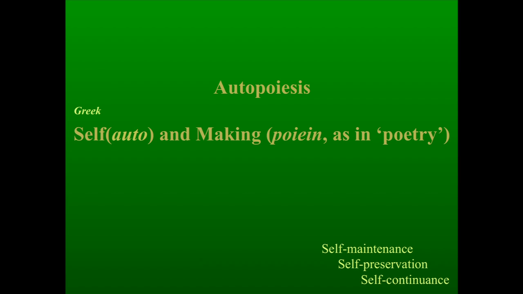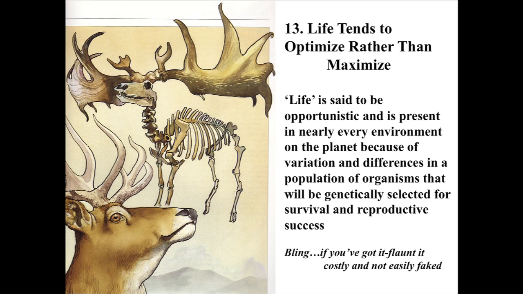Autopoiesis. The book by Lynn Margulis and Dorian Sagan, What is Life? She uses this word to characterize life on this planet. Autopoiesis. Auto, self. Poiesis, making, poein, as in poetry. Self-maintenance, self-preservation, self-continuance. All hallmarks of life characterized by this word, autopoiesis.